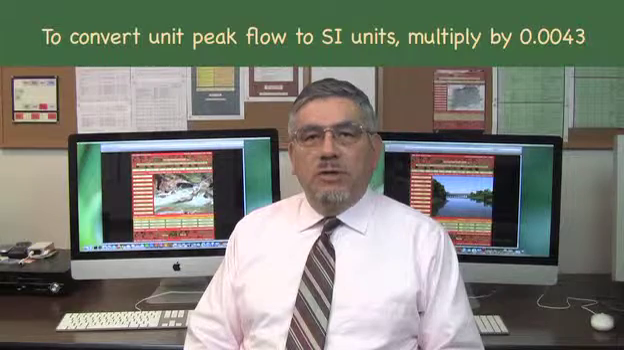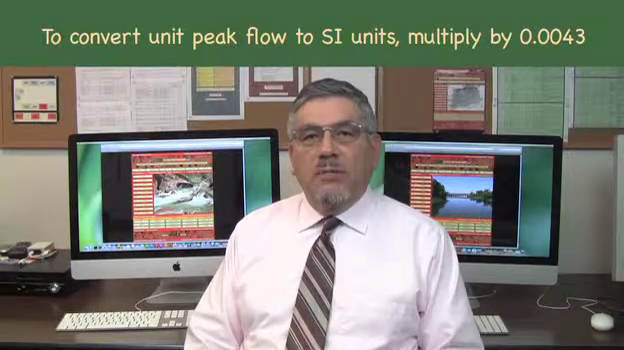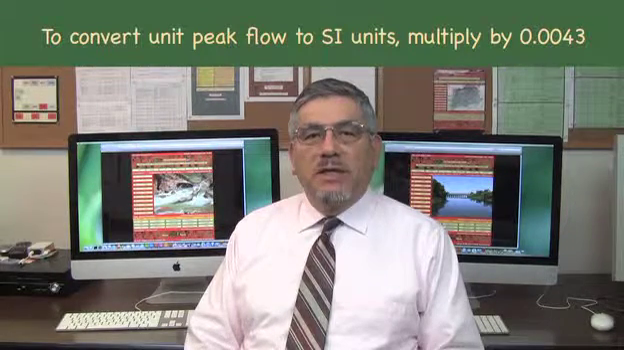In SI units, to obtain unit peak flow in cubic meters per second, per square kilometer, per centimeter, the figure values are multiplied by the conversion factor 0.0043.